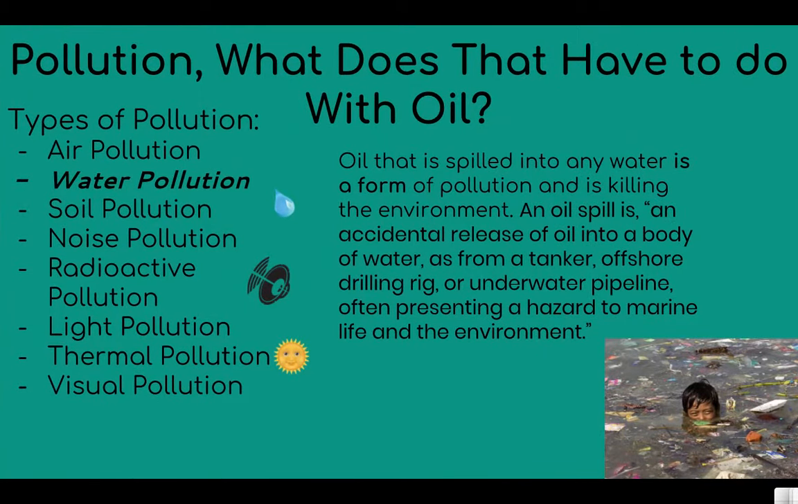Pollution. What does it have to do with oil? The different types of pollution are air, water, soil, noise, radioactive, light, thermal, and visual pollution. Oil that is spilled into any water is a form of pollution and is killing the environment. An oil spill, by definition, is an accidental release of oil into a body of water, as from a tanker, offshore drilling rig, or underwater pipeline, often presenting a hazard to marine life and the environment.